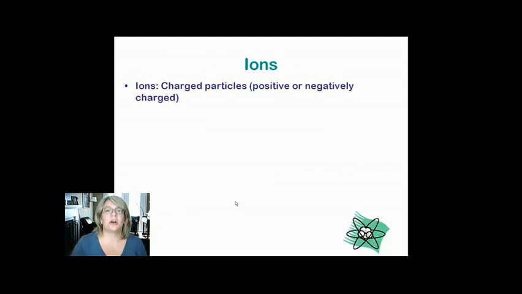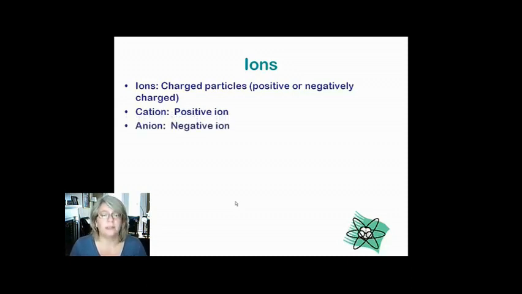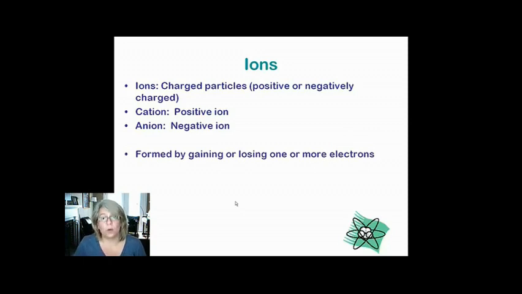An ion is a charged particle. It can have a positive charge or a negative charge. The name of a positive ion is a cation. A negative ion is called an anion. And an ion is formed by gaining or losing 1 or more electrons. So we have an atom. If we want to use oxygen again as our example, oxygen can form an oxide ion, we call it, by gaining or losing 1 or more electrons. And we're not going to talk too much about how you determine whether it's a positive or a negative ion for oxygen today, but we will look at that in a future lesson as well.